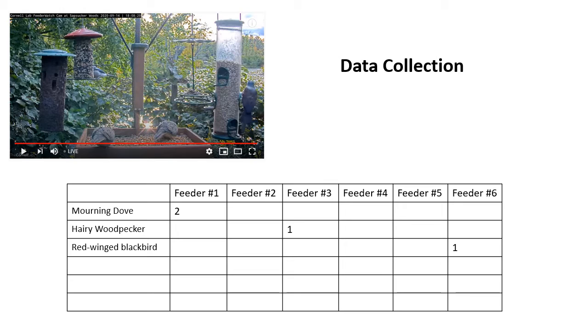So I've numbered my feeders here, and for instance here we can see there's 2 mourning doves on the platform feeder, so I put a 2 on feeder number 1. Back here there's a hairy woodpecker on the suet feeder. I've numbered that one feeder number 3. There's a red-winged blackbird right here on the tube feeder, which I've labeled number 6. So what you might want to do is just put this down in a notebook and make tick marks and count the numbers of visits by different species at the different feeders.